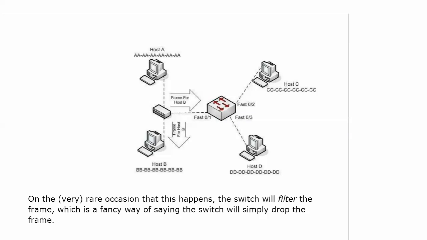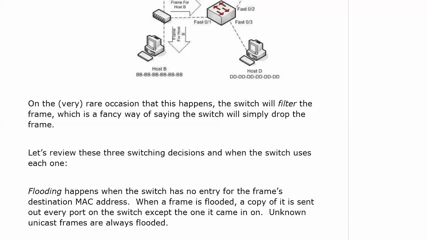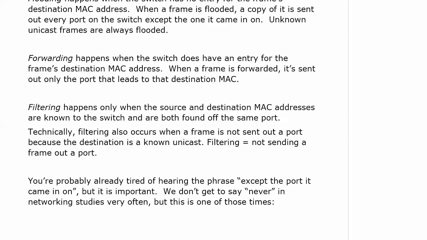I'm not crazy about it because when I think of filtering on a switch, and that's just always the way it's been, it's because source and destination are found off the same port. But you really can use the word filter for drop the frame at any time. So again, if A was sending a frame to C and all addresses are known, you could say the frame is being filtered at port 3 because there's no reason for it to go to D. And let's see, that's about it.